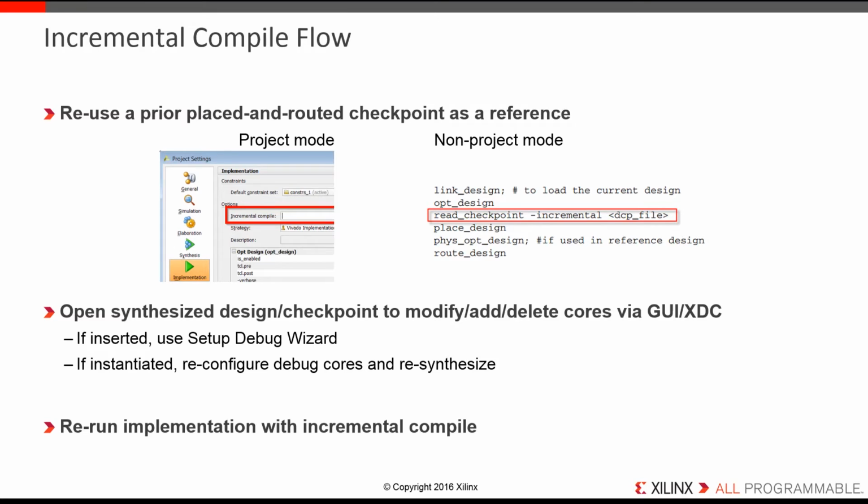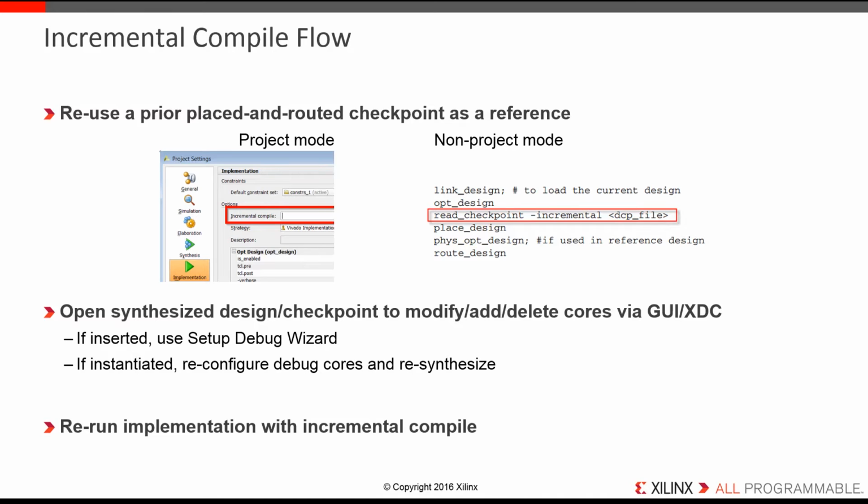Now let's look at the steps involved in using the incremental compile flow for debug. First, we need to identify a reference design, which is usually an earlier iteration or variation of the current design that has been synthesized, placed, and routed. This reference design checkpoint guides the incremental compile design flow for subsequent place and route runs. We can point to this reference design checkpoint in implementation settings when in project mode, or use the read_checkpoint -incremental command after open_design in non-project mode.